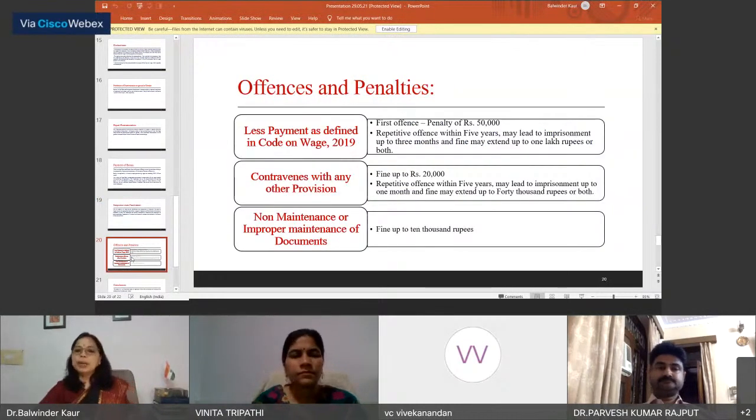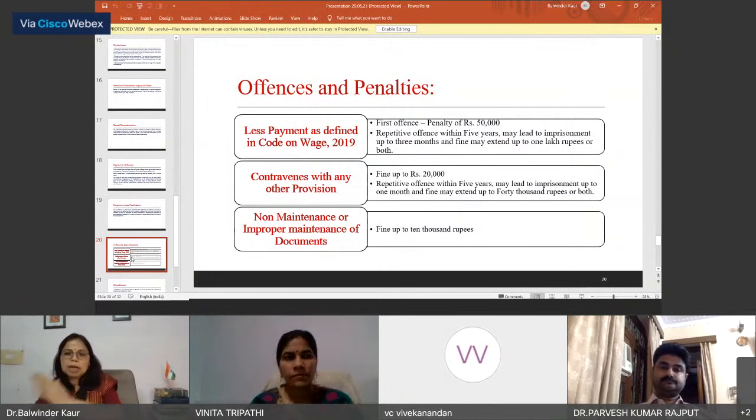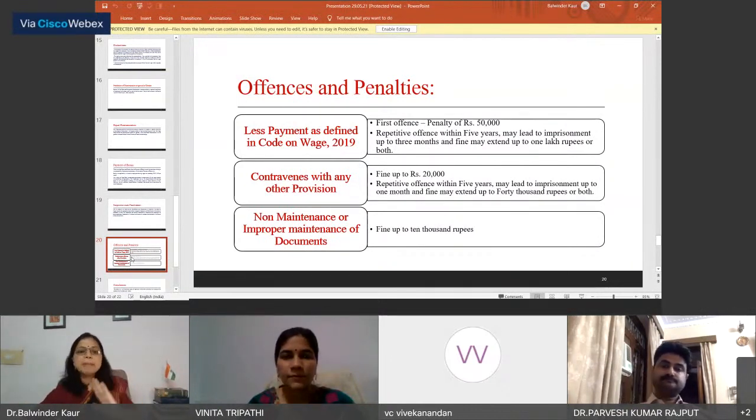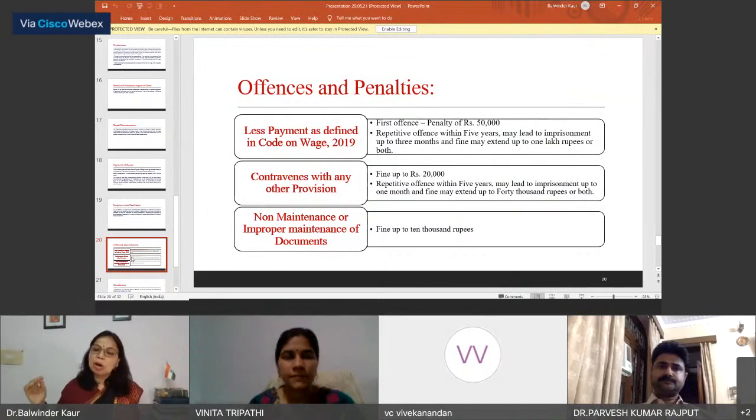Now this is very, very important: the fines are enhanced under the Code on Wages 2019. Now less payment as defined in the Code on Wages 2019. If the employer is giving less wages to the employees employed by him, then for the first offense, the fine would be 15,000 rupees, and a repetitive offense within 5 years may lead to imprisonment up to 3 months, and fine may extend up to 1 lakh rupees or both.